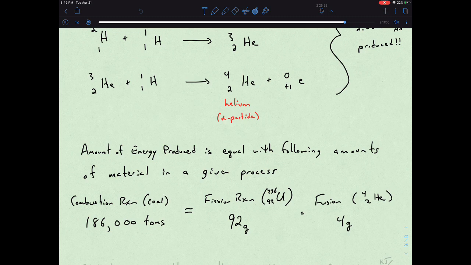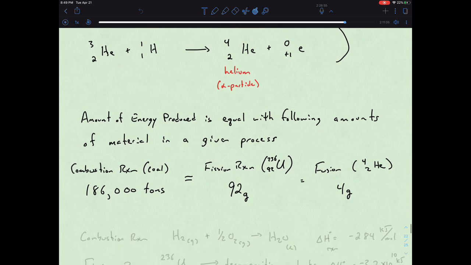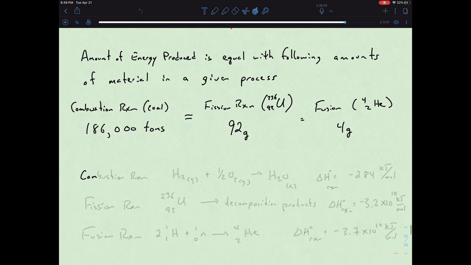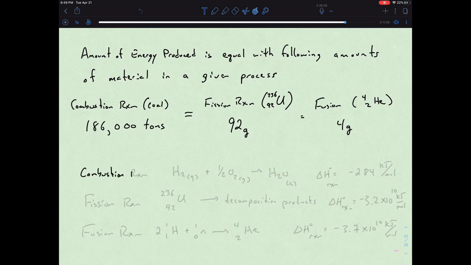So just to look at that in terms of just a reaction standpoint, we could look at, let's say, the combustion of hydrogen gas to produce H2O. We could say that there's an enthalpy for that process equal to negative 284 kilojoules per mole.